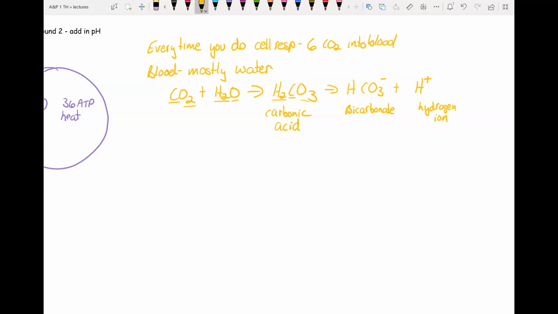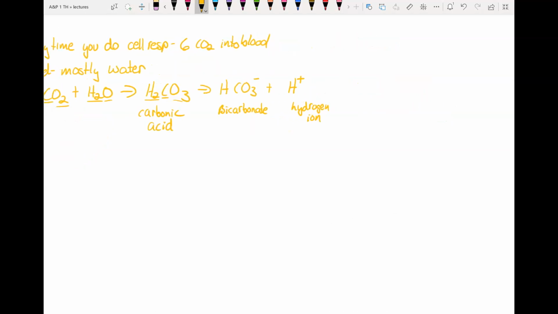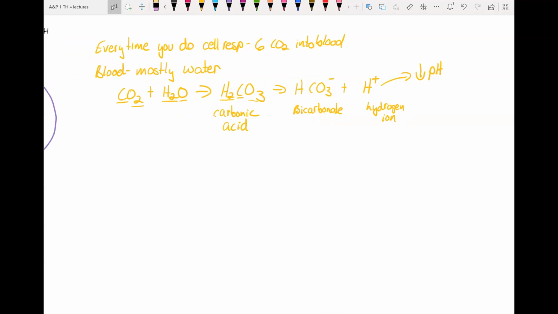Think back to what you learned about pH. An acid is anything that increases the concentration of hydrogen ions. So because we're adding a hydrogen ion, this lowers the pH. This hydrogen ion results in reduced pH. So the effect is every time your cells do cellular respiration, they lower the pH of your blood.